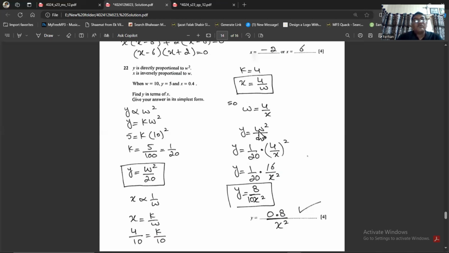So y will be equals to w square by 20. In the place of this w, I will substitute this value 4 by x and its square. So you will have 1 by 20 into 16 by x square. So 20 and 16 will be cancelled. So you will have y is equals to 8 by 10 x square, which is y is equals to 0.8 divided by x square. So 0.8 divided by x square.